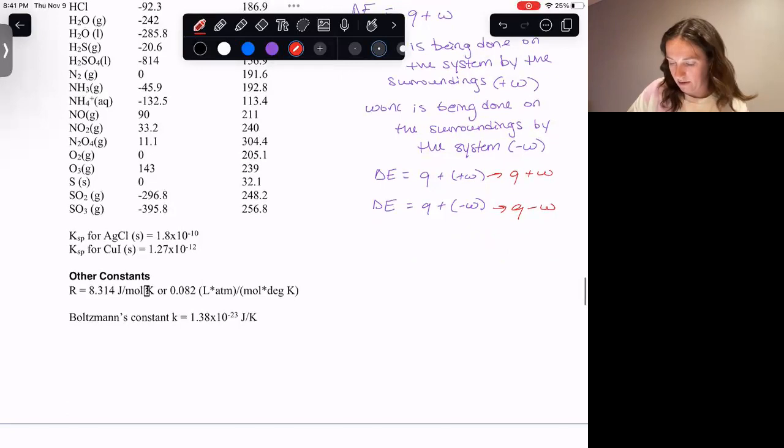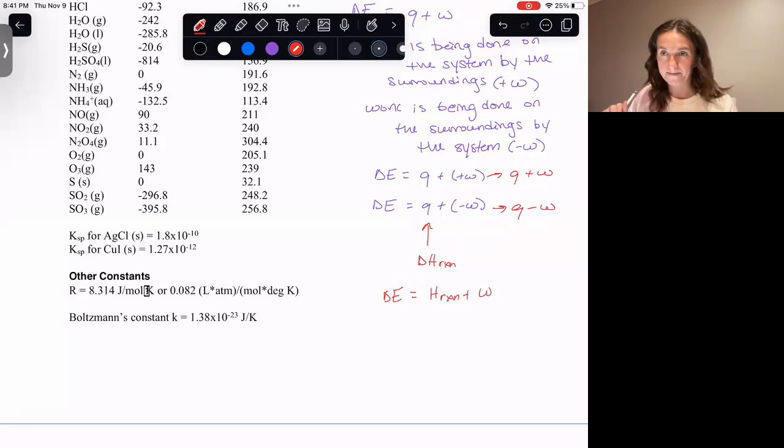In terms of this equation here, sometimes you'll see Q and sometimes you'll also see delta H of reaction. Those are the same. So this could be delta E is equal to delta H of the reaction plus W, and that is totally fine. If delta H was negative, if they're saying that the reaction has a delta H of negative 25, then you're going to plug in negative 25 here. But if the reaction has a positive 25, then you're going to put positive 25 there.